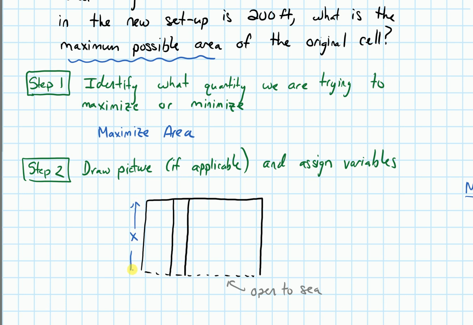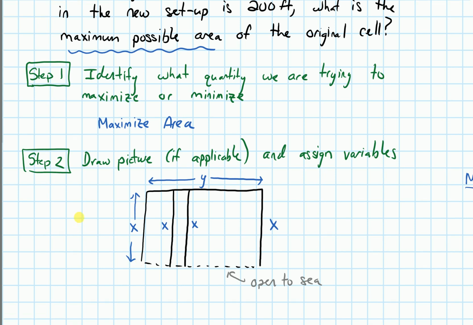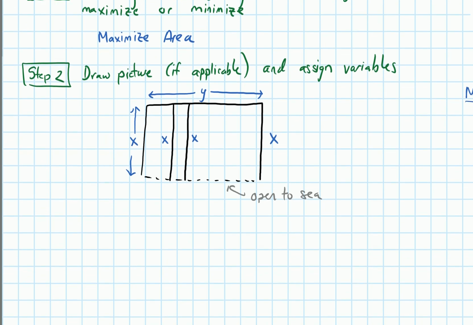That's x. And if that's x, well, this is also x, and that would be x, and this would also be x. Okay, and then maybe for the other length, this sort of horizontal one, maybe I'll call that y. I don't necessarily know that x or y are the same, so I need to have different variables for them. But I do know these vertical lengths are all the same. They're all clearly x. All right, so that is it for step 2. We draw a picture when applicable, and we assign some variables. We are ready for step 3.